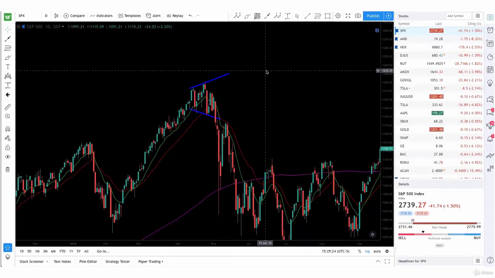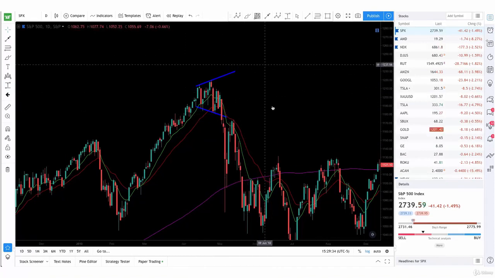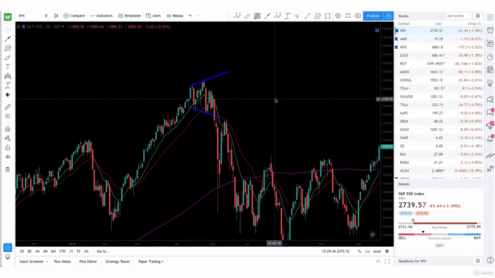All right, now we're going to be talking about broadening tops and bottoms. These patterns are going to be reversal patterns. You're going to find them at the top of a move, or at the bottom. We're going to look at that after.